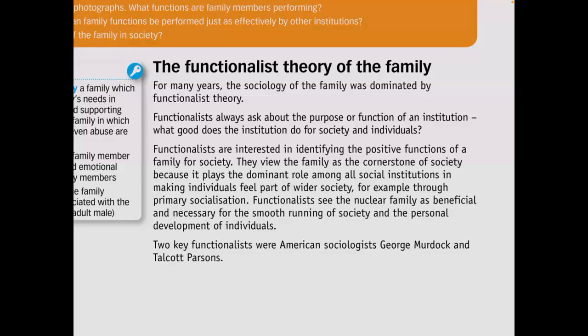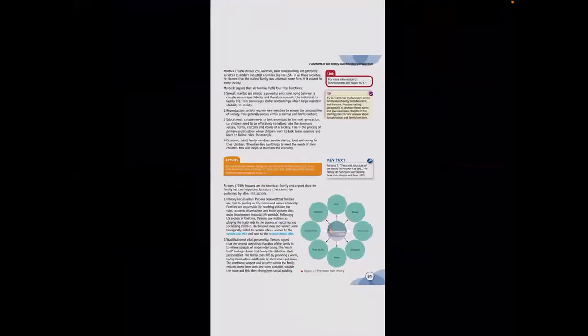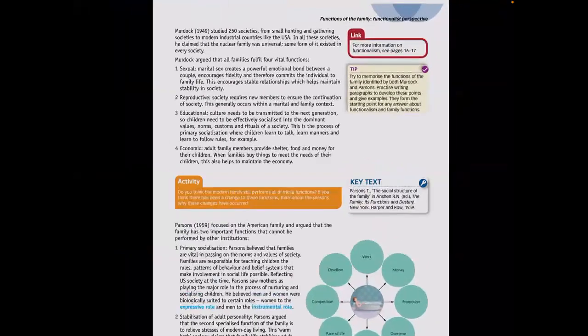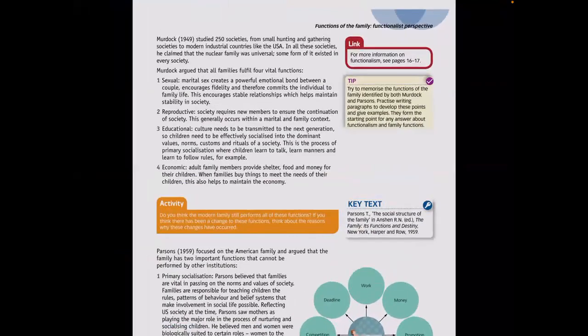Other functions are something that George Murdock and Talcott Parsons have explained through their studies. So we're going to look at these two studies and we are going to remember these names by heart, because you will need them throughout, especially with the topic of family, especially with anything that is to do with functionalism. You will always need to use the names of these two sociologists.